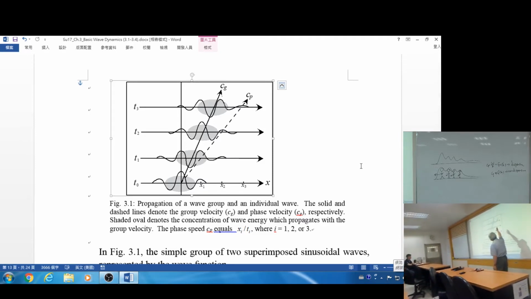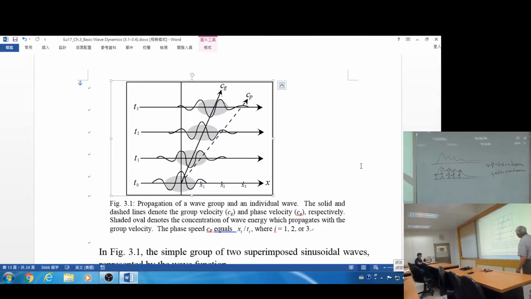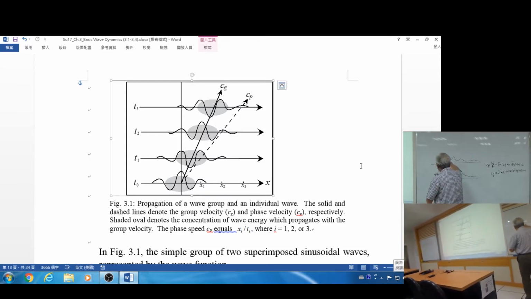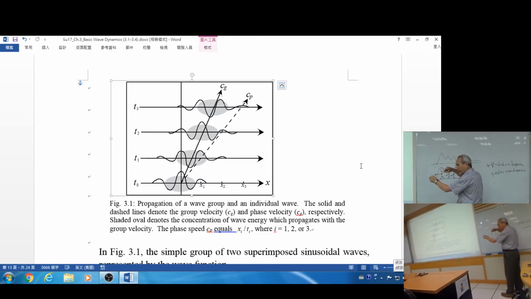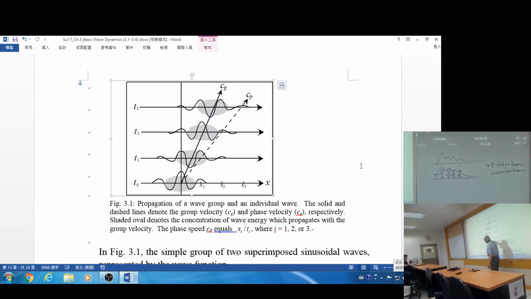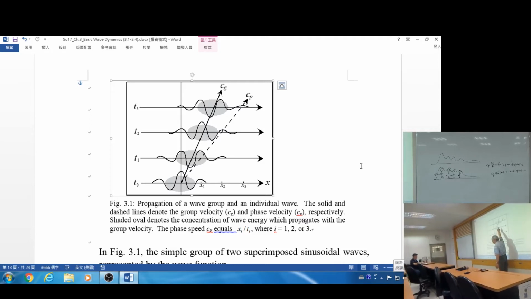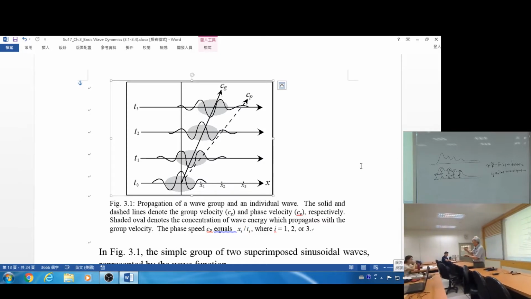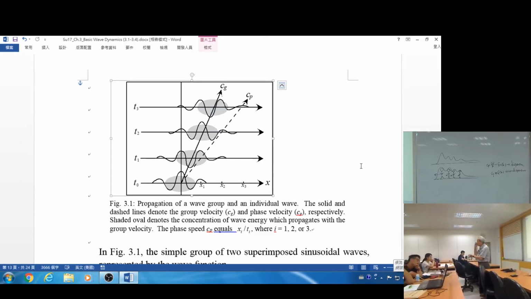Okay, so when Cp is a function of k, then waves with different wavelengths propagate at different speeds, so the wave pattern looks different. Okay, this wave pattern looks different later on. So sometimes people think that is dissipation. It's not dissipation. Okay, it's dispersion.